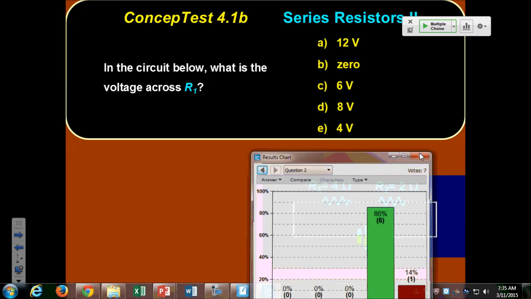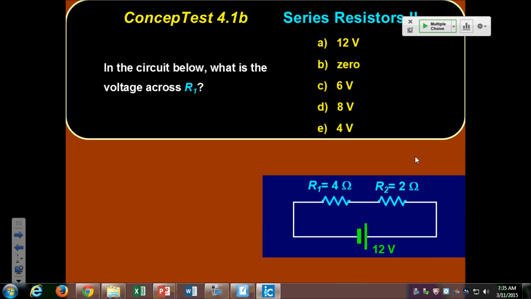Very good, that's right. 8 volts. I have twice the voltage here as here. And these two have to add up equal to 12. That's 8 plus 4 is equal to 12. You could also say the equivalent resistance here is 6 ohms. So I have a 6 ohm equivalent resistor.